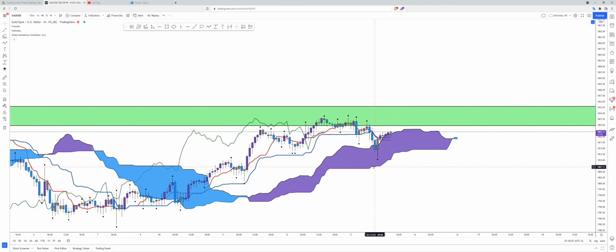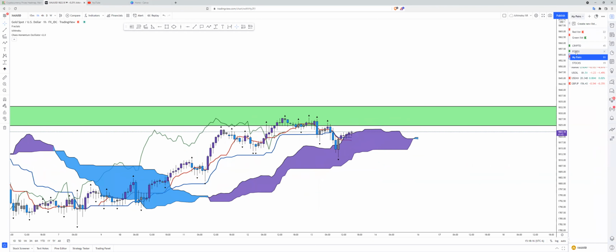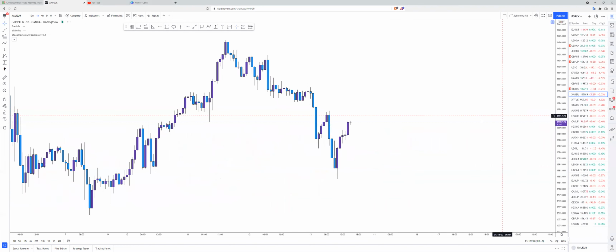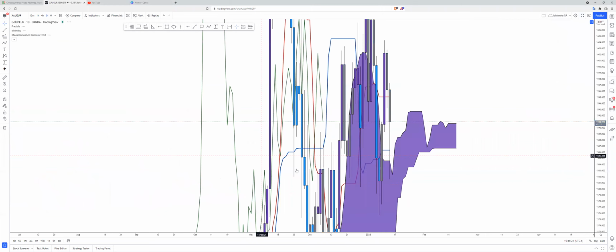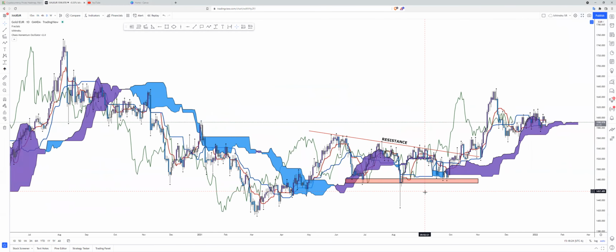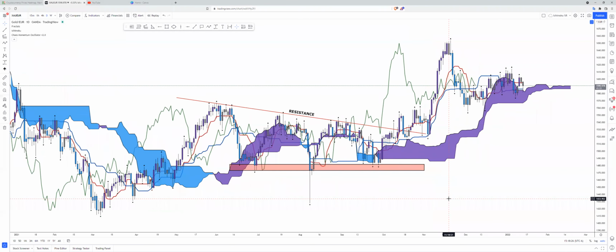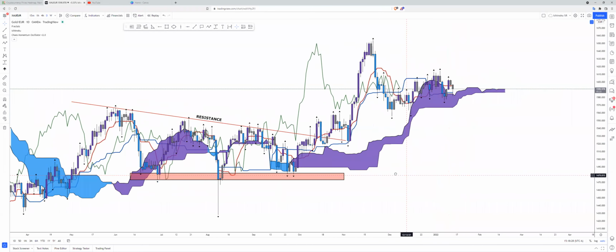All right, any other requests? Do you mind looking at silver as well, please? All right, let's take a look at silver. Silver, let's take a look at the daily. Okay, here we go. Let's see.